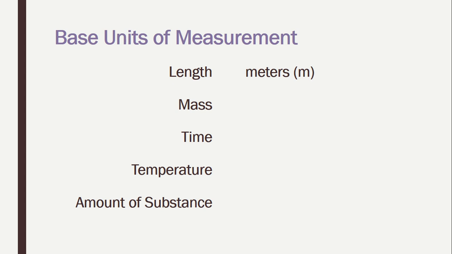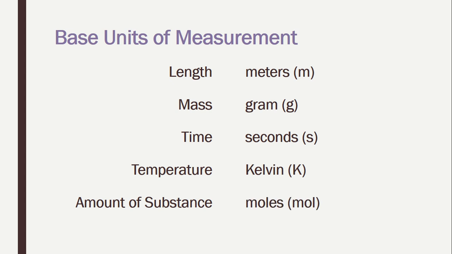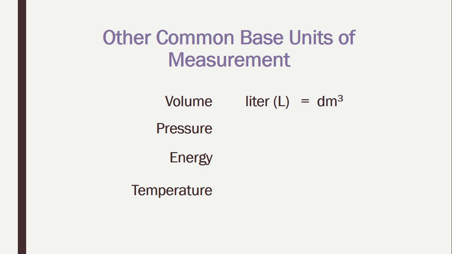Mass, the base unit of mass is grams, signified with a lowercase g. Meters, lowercase m. Time, seconds, lowercase s. Temperature is Kelvin, not really something we use with the metric system. Amount of substance we do, that is a mole, signified by mol, all lowercase. Those are base units. We also have volume, which is a liter, a capital L. Also, if we had a cube that was a decimeter on each side, it would hold a liter, a decimeter being 1/10 of a meter.